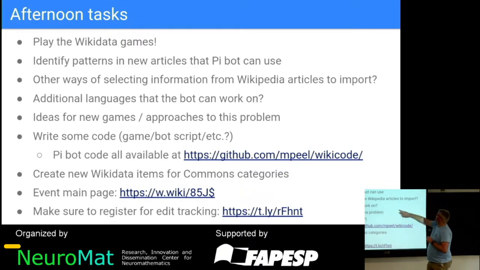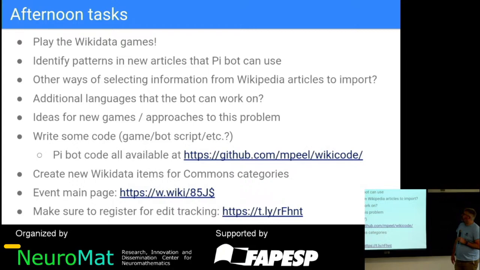Other ways of getting information from Wikipedia to import would be very useful if you get any ideas. Additional languages we can support, with the caveat that it needs that local language knowledge to be able to add that to the code. There must be new games opportunities here. Different approaches would be taken for these problems. Have a think about them.